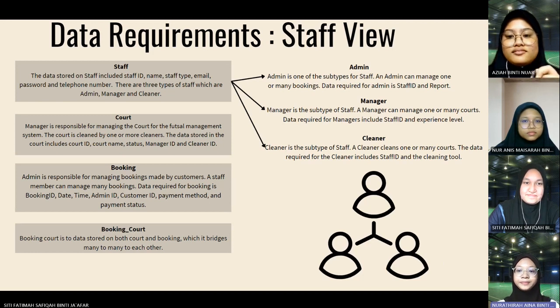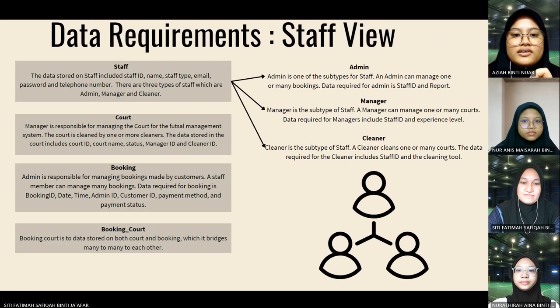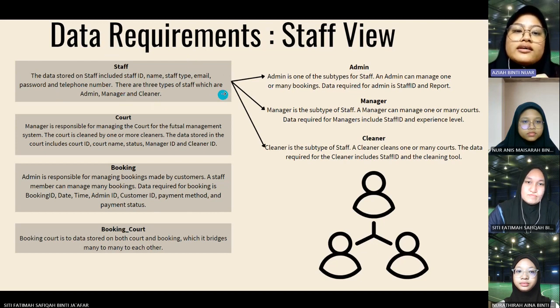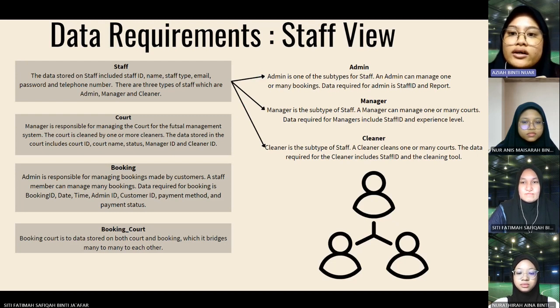Next. For the data requirement for the staff view, we have staff, court, booking and booking court. For staff, the data stored includes staff ID, name, staff type, email, password and telephone number. There are three types of staff, which are admin, manager and cleaner. Admin is one of the subtypes of staff, and an admin can manage one or many bookings. Data required for admin is staff ID and record. Manager is a type of staff.